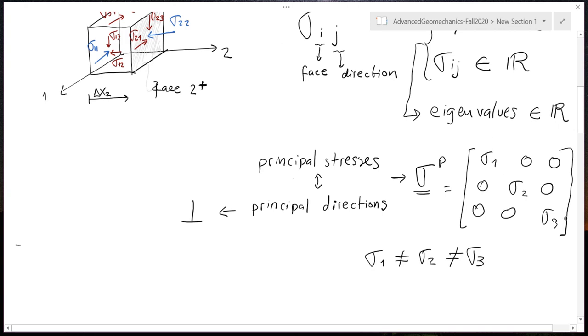Usually we write this matrix such that sigma 1 is the first element and is the largest, most compressive. We put it at the top. In the middle, we put the intermediate stress, and in the bottom right, we put the least principal stress, sigma 3. All right, so let's come back to the example that we started with.